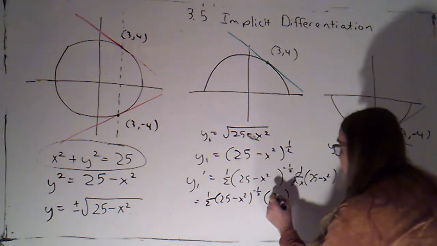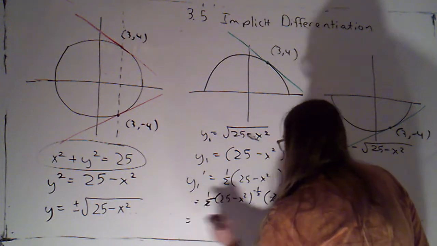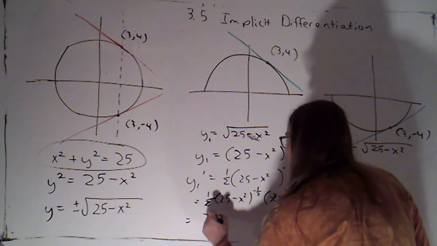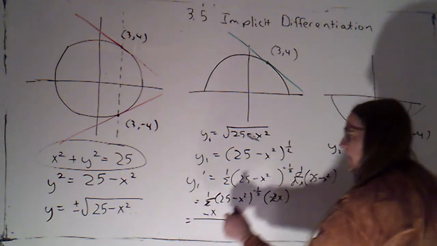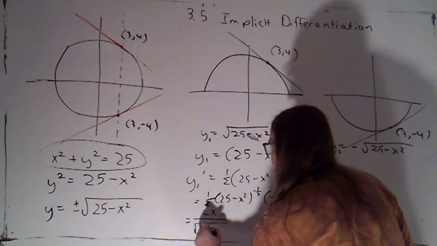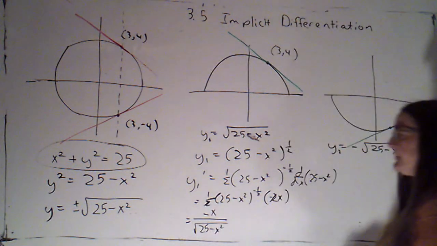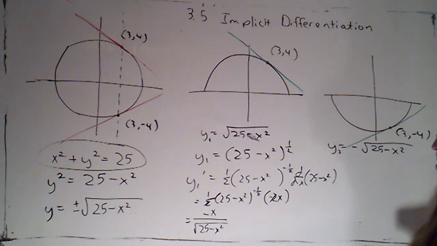Now, I'm going to simplify this just a little bit. I'm going to cancel those 2's. So I'm going to have negative x, and then I'm just going to rewrite this as the square root of 25 minus x squared on the bottom.